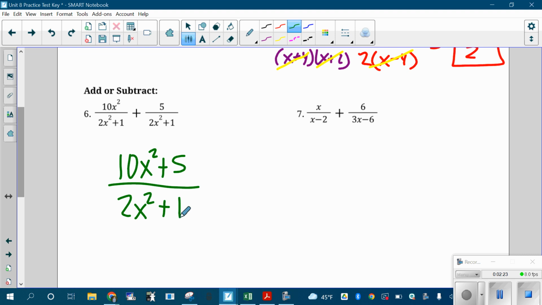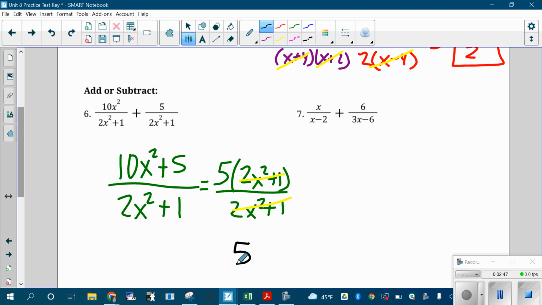After you add the fractions together, don't forget you have to try and simplify them. How do you try and simplify them? You try and factor them. Okay? 10x squared plus 5, I can take a 5 out of the top and the bottom. Excuse me, out of the first thing and the second thing. So what am I left with? 2x squared plus 1. I just have 2x squared plus 1 on the bottom. And so I can cancel that 2x squared plus 1 on the top and the bottom. And my answer is just 5.